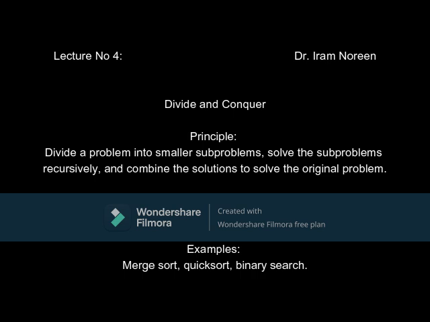Divide and conquer. Principle: divide a problem into smaller subproblems, solve the subproblems recursively, and combine the solutions to solve the original problem. Examples: merge sort, quicksort, binary search.